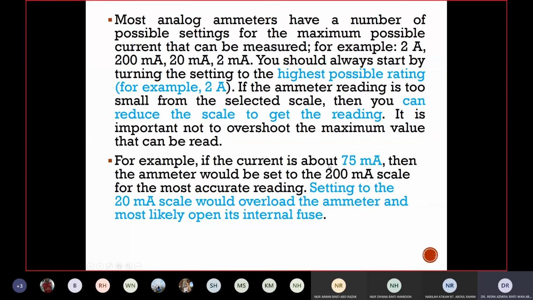For example, if the current is about 75 milli, then the ammeter would be set to the 200 milli. Because if we select 20 milli, then the setting cannot measure, it will be at maximum, so we select 200 milli. The ammeter will be set to the 200 milli scale for the most accurate reading. Setting to the 20 milli will overload the ammeter and most likely open its internal fuse. It will blow the fuse.